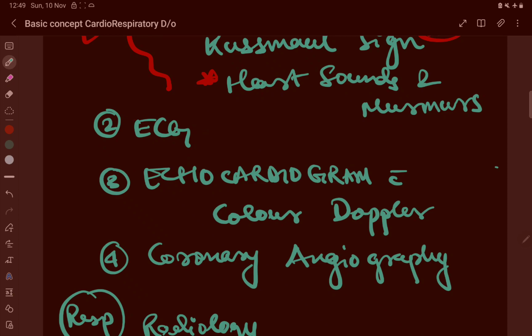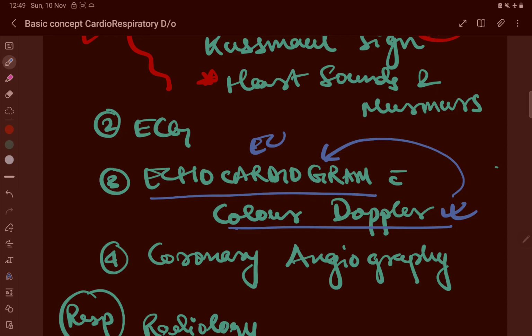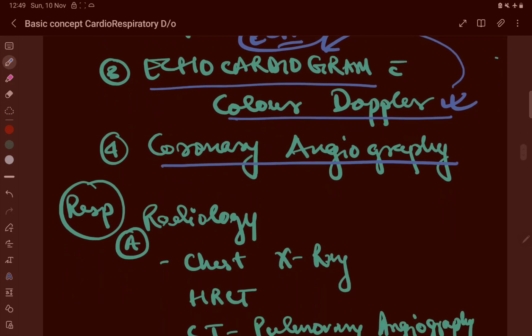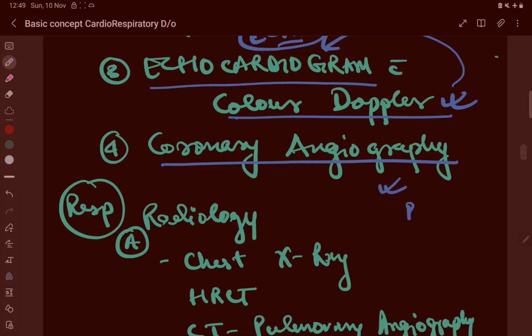So also you know about the echocardiogram, and the color Doppler we use to see the echo. In short, we say echo, and then coronary angiography to see the blockage and all.